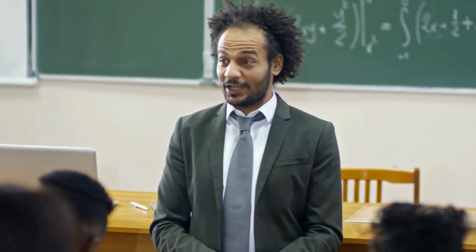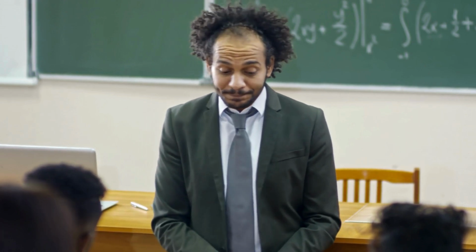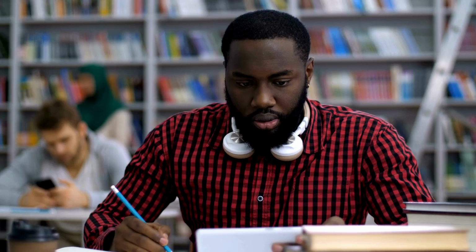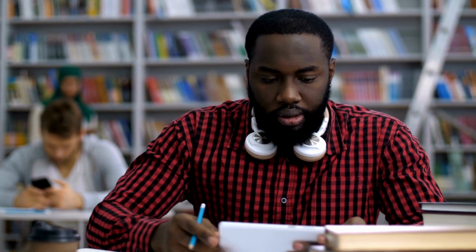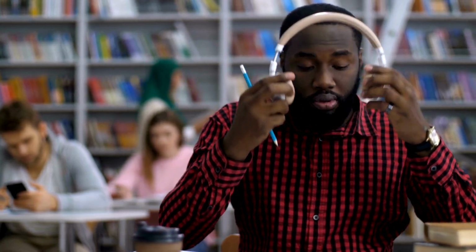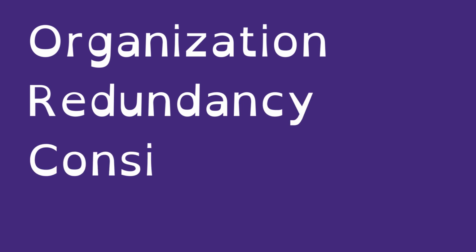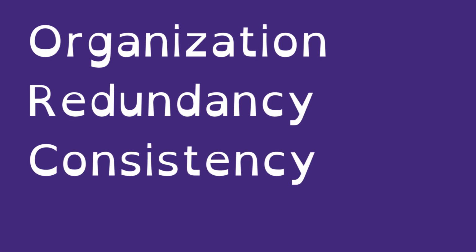So overall, just really consider what you're doing and how students would perceive it. Try to put yourself in their shoes and consider that they might not be able to understand all these abbreviations and things that you're using that you think make perfect sense. So just focus on organization, redundancy, and consistency, and you'll create an online environment that supports and enhances student learning.